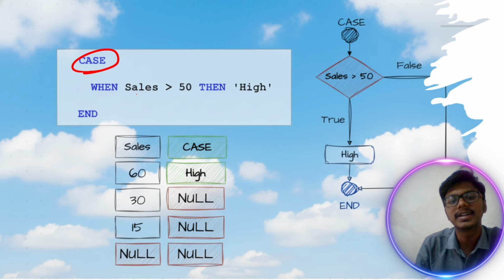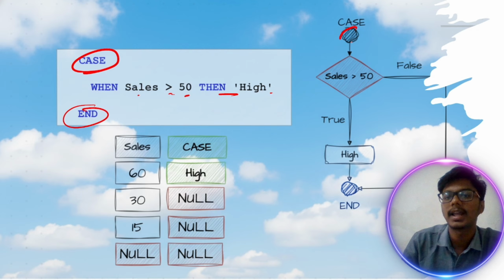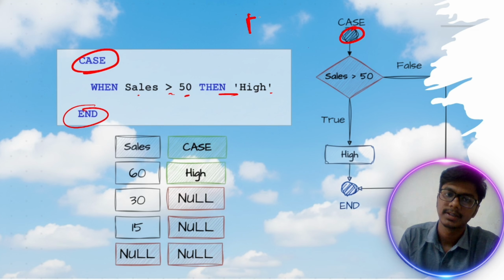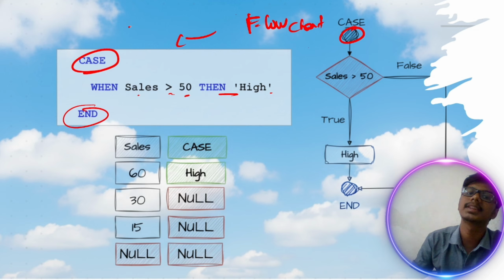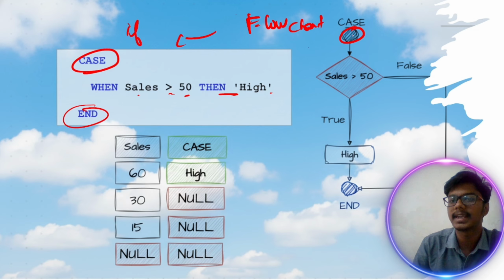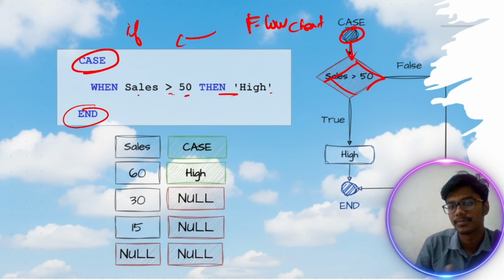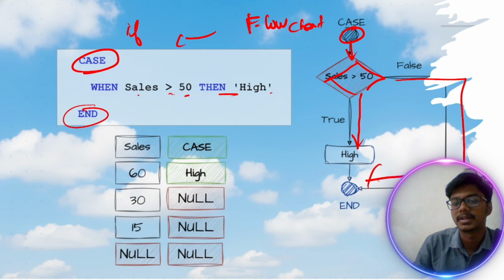CASE WHEN sales greater than or equal to 50 THEN I, END. That's all. It will be the flow diagram. It is a flowchart, right? Basically the flowchart, when it comes to the IF ELSE statement, likewise CASE: the condition checks whether the sales is greater than 50. If the sales is greater than 50, it prints I. If it is false, it is the end of the statement. That's how the flowchart works. Now let's get into it.